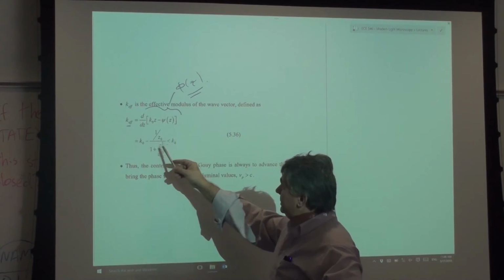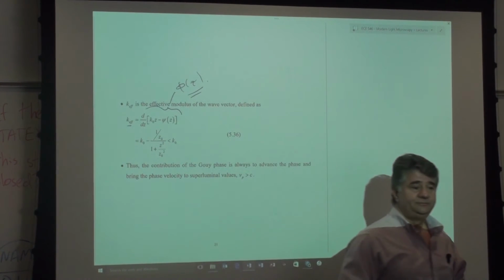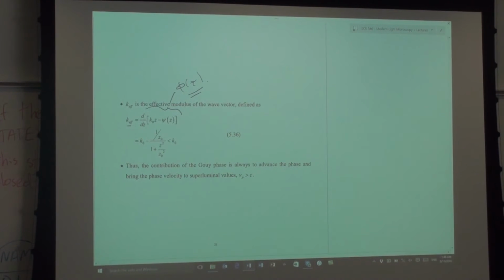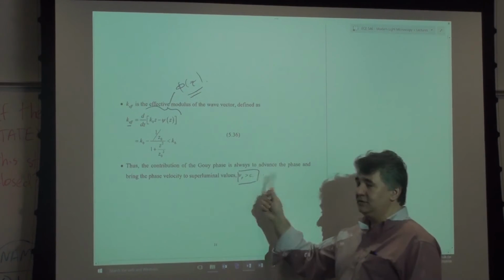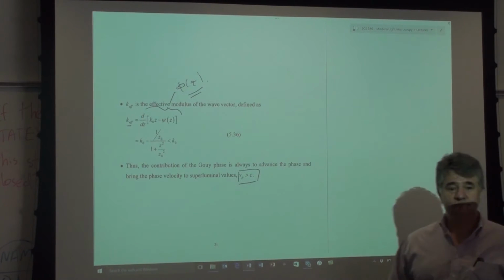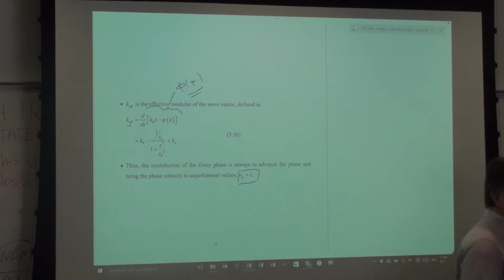You get a number that is slightly smaller than k naught. And when you take the ratio, omega over that is going to give you a phase velocity that is slightly higher than the speed of light in vacuum. Is that the problem? No. There is no problem.